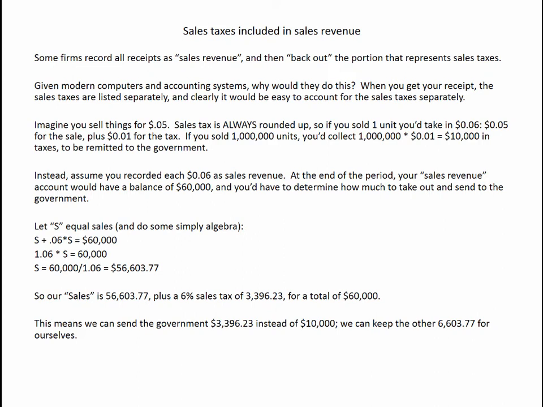So what you have is your sales of 56,603.77 plus 6% sales tax of 3,396.23 for a total of $60,000. You send the government 3,396.23 instead of 10,000, and you keep the other 6,603.77 for yourself. So again, sales taxes are always rounded up, so this will always be to the benefit of the retailer to do it in this fashion.